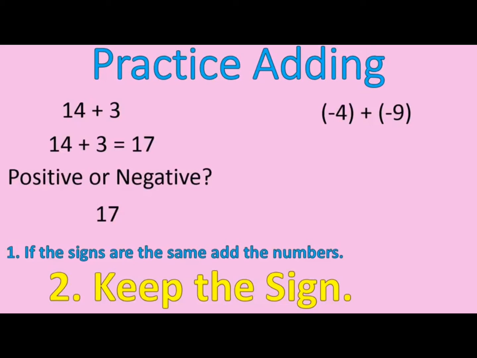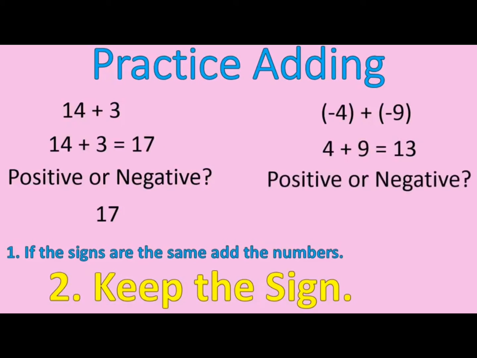Let's move over to this one. Negative 4 plus negative 9. The signs are the same, so we add the numbers. 4 plus 9 is 13. Is it going to be a positive 13 or a negative 13? Well, we keep the sign, so it's going to be a negative 13. And that's it for adding. Adding with the same signs and adding with different signs.